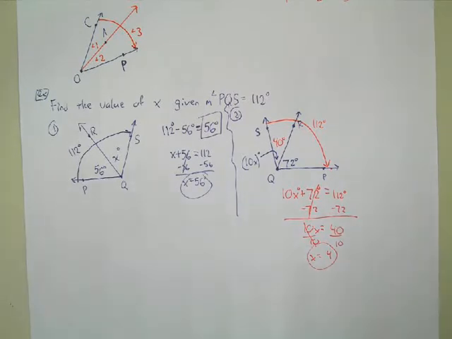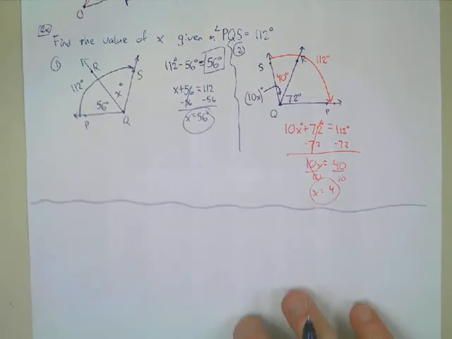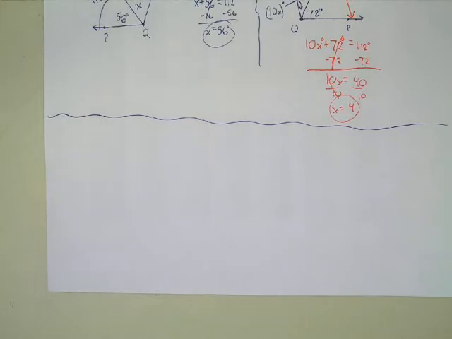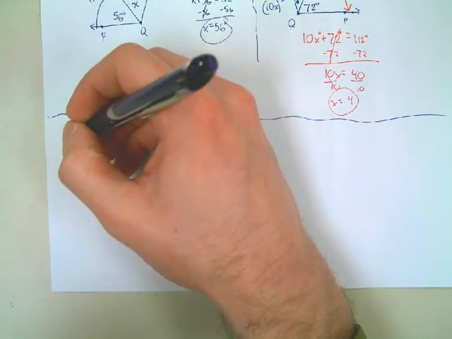All right, now we're going to look at some other important angle relationships that we should be familiar with. The first angle relationship, there's two that kind of go together here. We're going to talk about complementary angles.